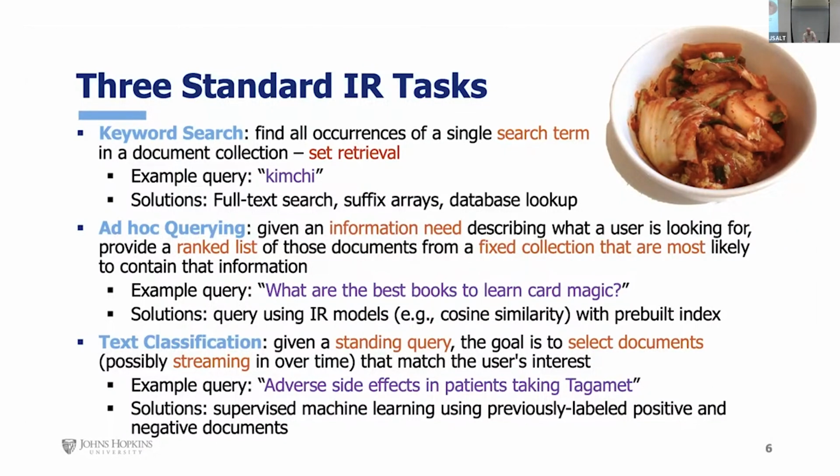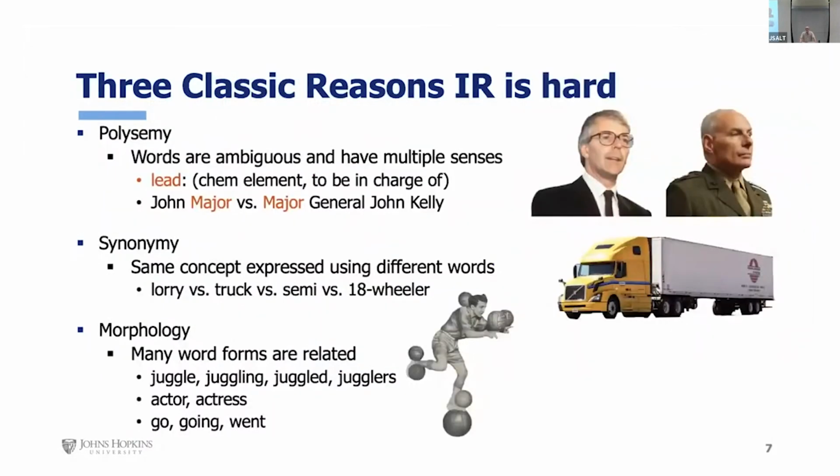We'll talk mostly here about ad hoc querying, the second one. So why is it hard? Well, there are actually quite a number of reasons that information retrieval is hard. But three of the big ones are these.